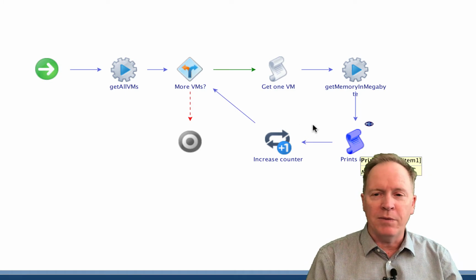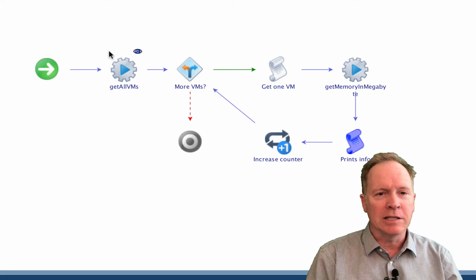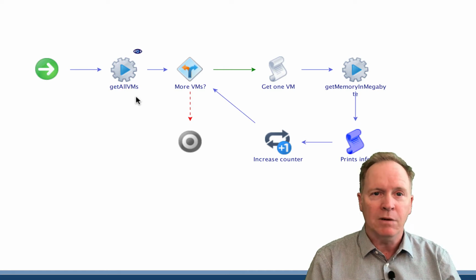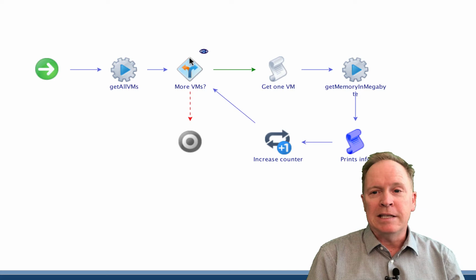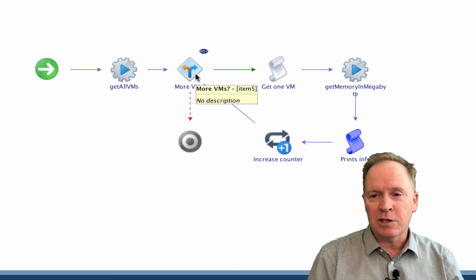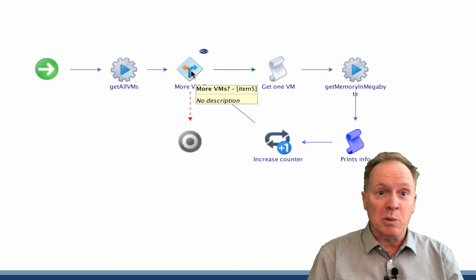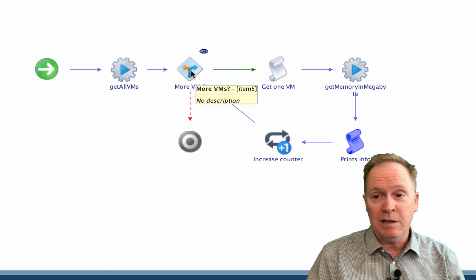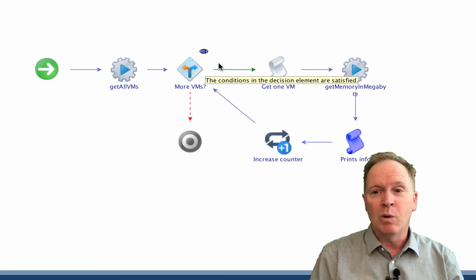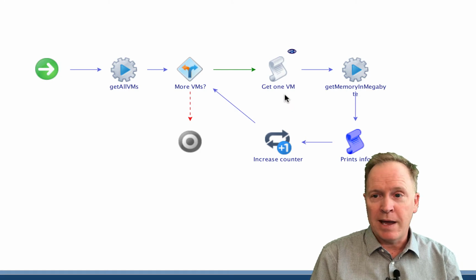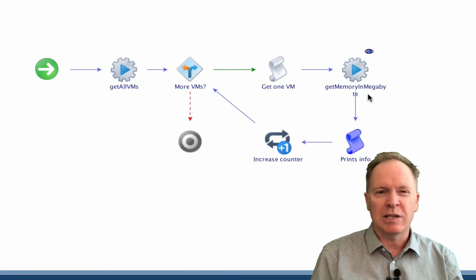How do we know what VMs are out there? Well, this action here is going to go out to our vCenter server and get an array of every single VM in our entire environment. We'll then get to this decision element. This happens to be a custom decision. The custom decision is going to essentially ask, do we have more VMs to process in that array of VMs? If not, we're done. If there are more VMs to process, we'll go get one of the VMs from that array. We'll use this action, which I'll talk about more later.